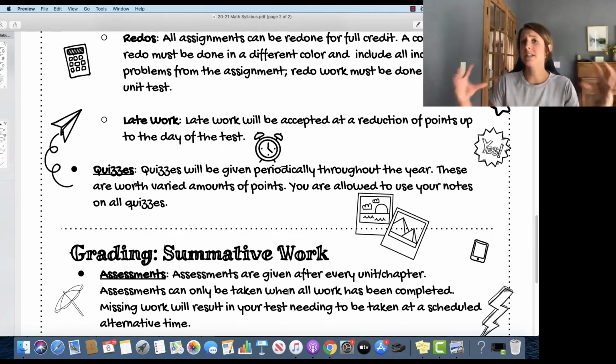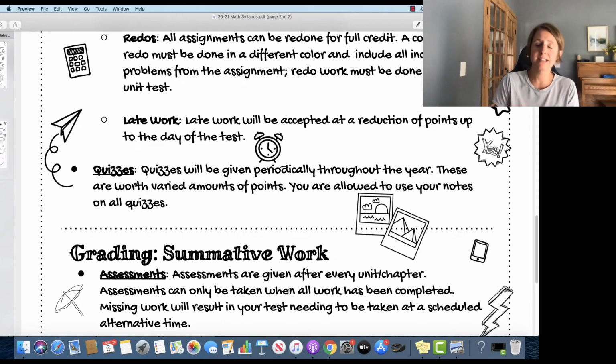And notes look different. We're going to use Cornell notes, and if you had me last year, you were used to those. If you didn't, no worries. But notes are a great study strategy, just a great strategy in life to be able to write things down, take note of things that you need to remember.